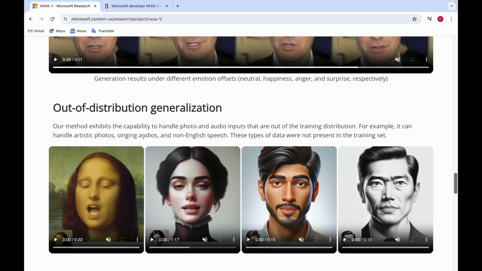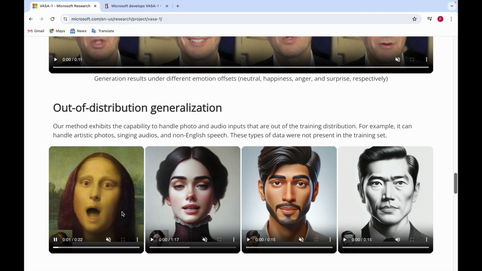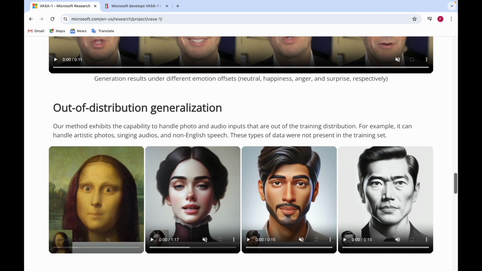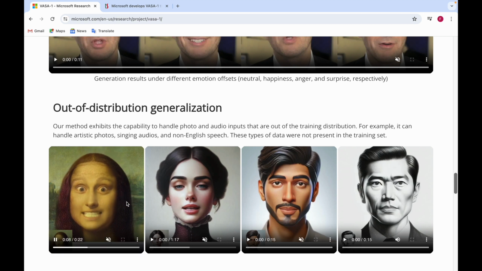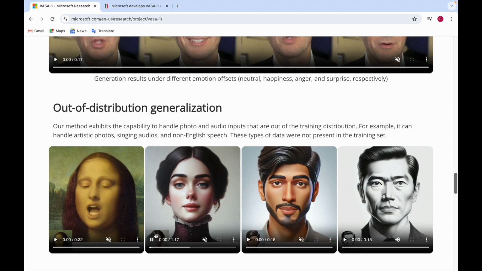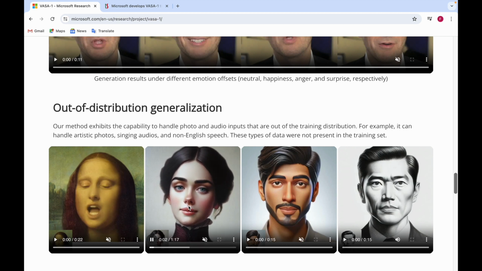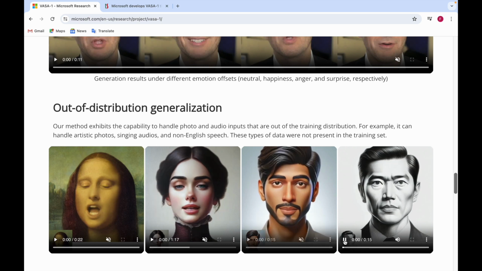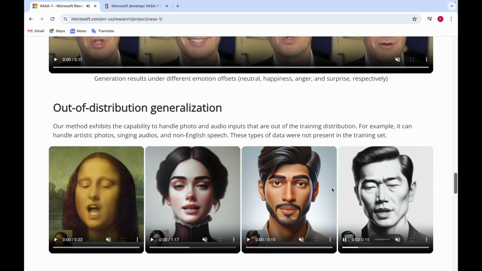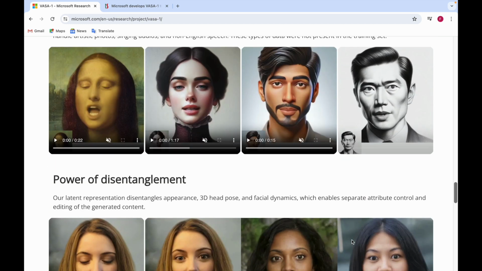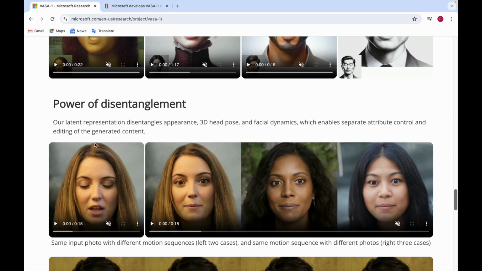They can handle photo and audio inputs that I told you, and it can also handle artistic photos, singing audios, and non-English speech also. Here you can see she's rapping, by the way. The painting Mona Lisa, she's rapping. Oh my god, the way she's speaking, she looks scary. This one, she's singing. And this person is talking in some other language.